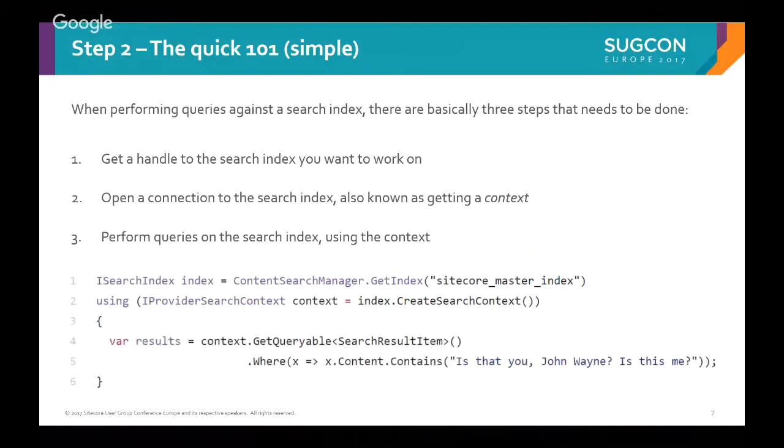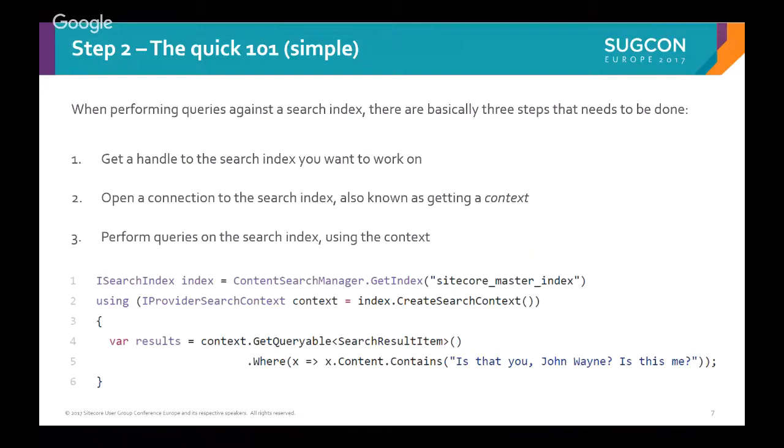If we look at how this code looks, it's very clean, right? Not a lot of code is actually required. 5 lines of code or so in order to say, I want to query this index, open up a connection, and retrieve some results, where some content on our search results contains some specific text.